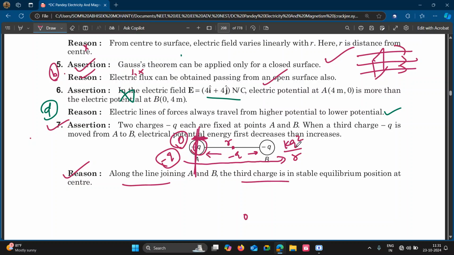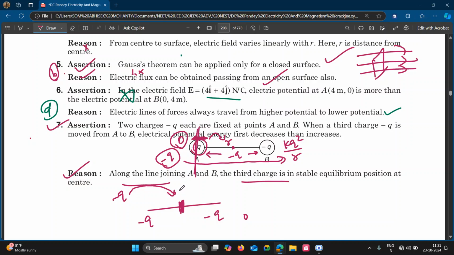Potential energy first decreases, then increases. Potential energy first decreases. Yeah, potential energy will be decreasing because it's going to a stable equilibrium position. And at equilibrium, if you remember, potential energy is minimum. Potential energy is always minimum at an equilibrium position. So it is moving to a place where there is minimum potential energy. So this point is the equilibrium point, and it's going there.